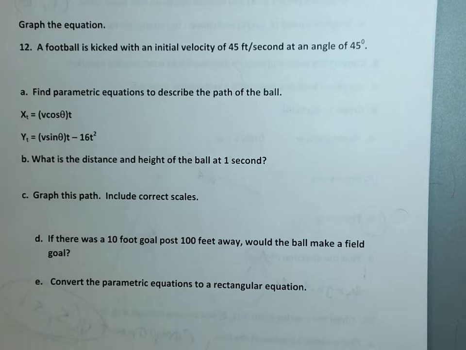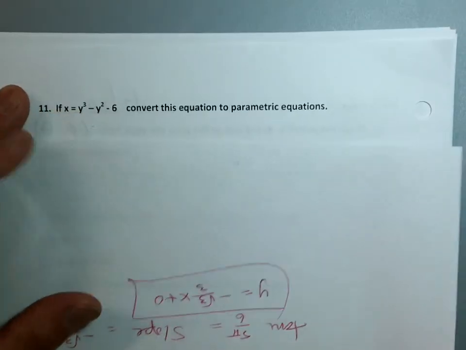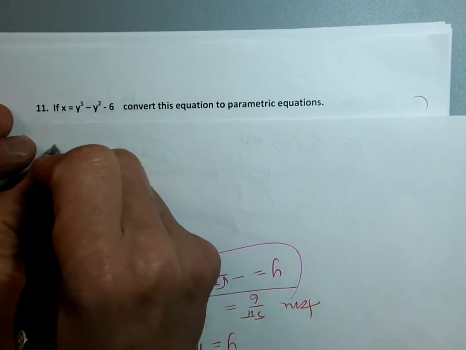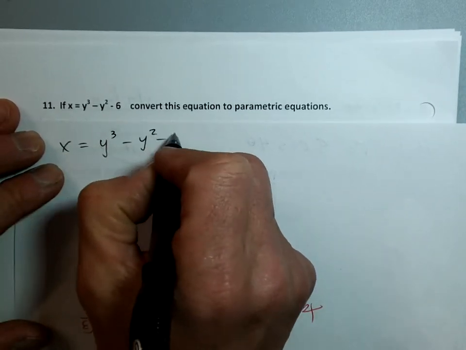Here's what we have. You can't graph this. If you do take calculus, there are some problems that you can't graph. You cannot graph this because of the y cubed and the y squared. However, you can do it in parametric. The way you do it is this: you start with x equals y cubed minus y squared minus 6.